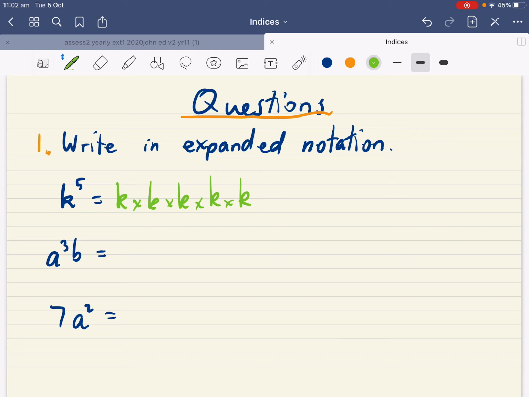The next one, we've got a cubed b. So expanded notation, a cubed means a times a times a. B to the 1, right, is just a solitary b on its own. And this one here, 7a squared, you got 1 7, and there are 2 a's being times together.